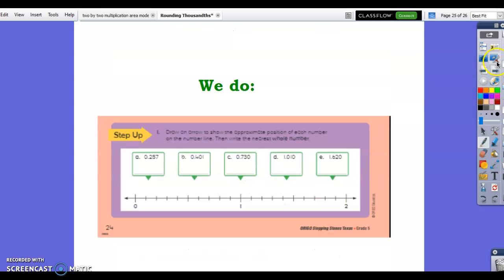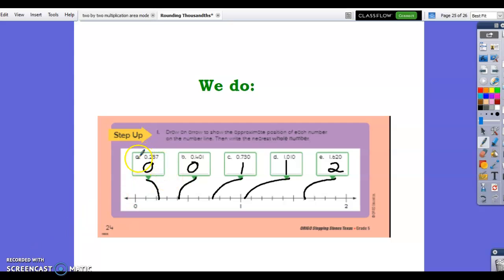And here is the practice for we do. So I want you to pause the video here, and it says draw an arrow to show approximately where these numbers would go on the number line, and then write the nearest whole. So you're going to round them to the nearest whole number on the lines below. So pause the video here and go ahead and do that for me.